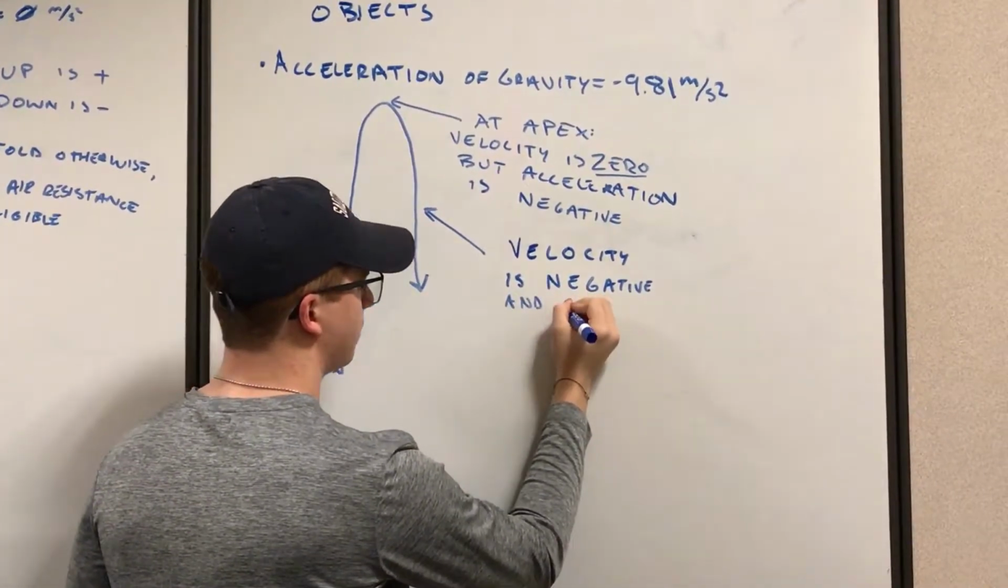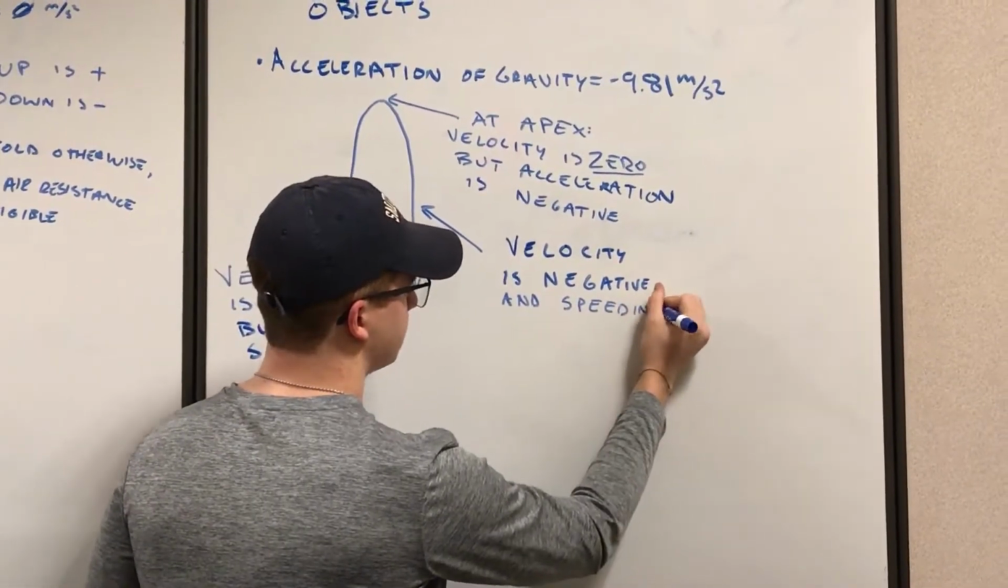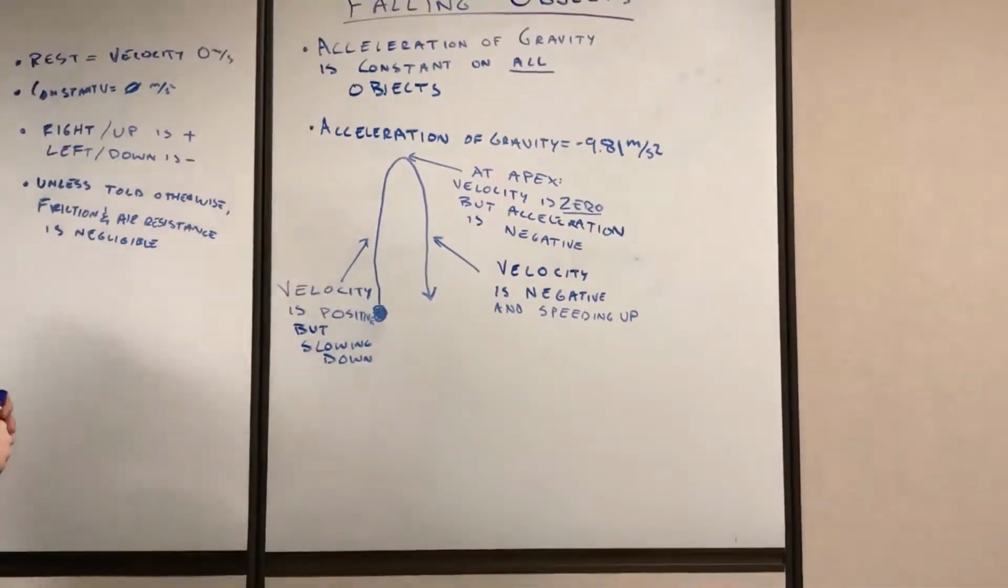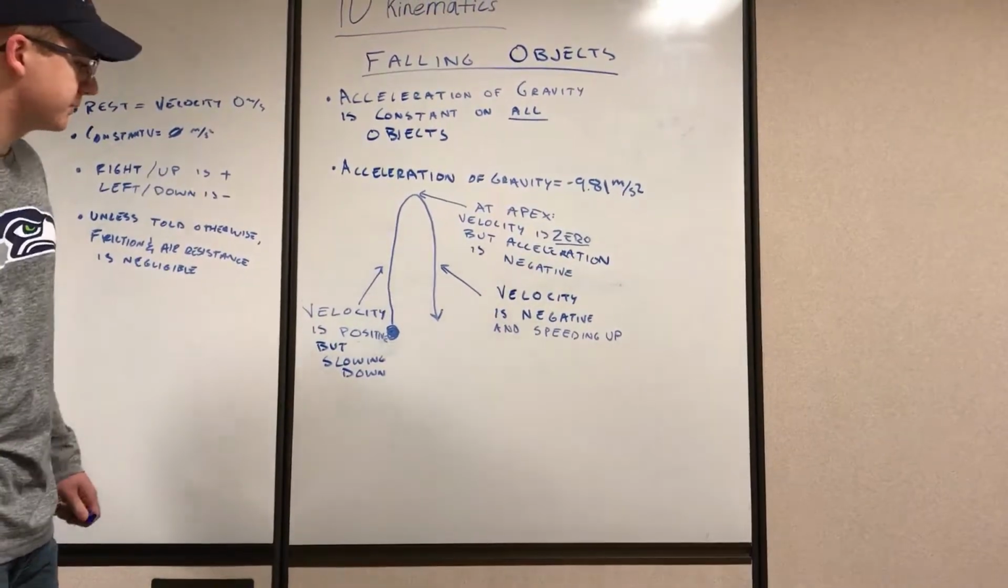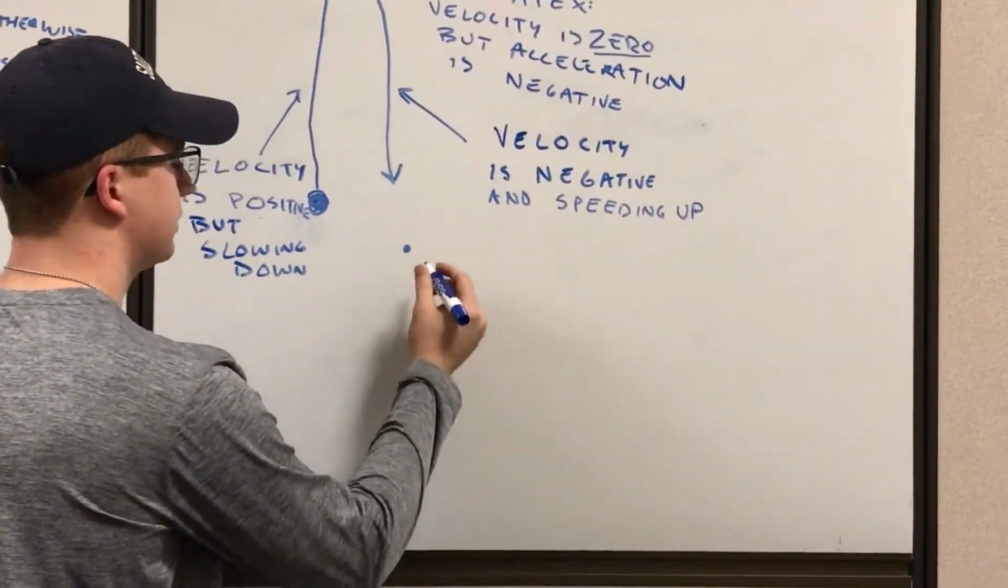And then when the ball is coming down, the velocity is now negative, so it's coming downwards. And then since velocity and acceleration are in the same direction, it's going down and speeding up.